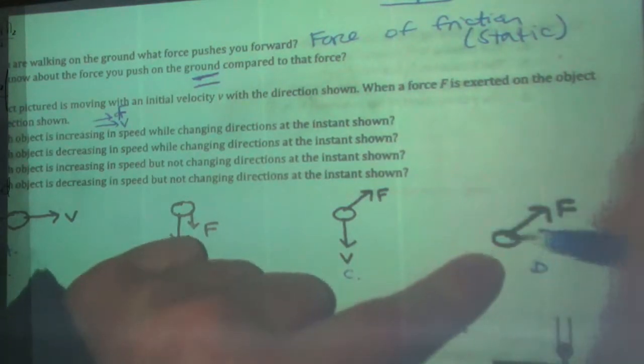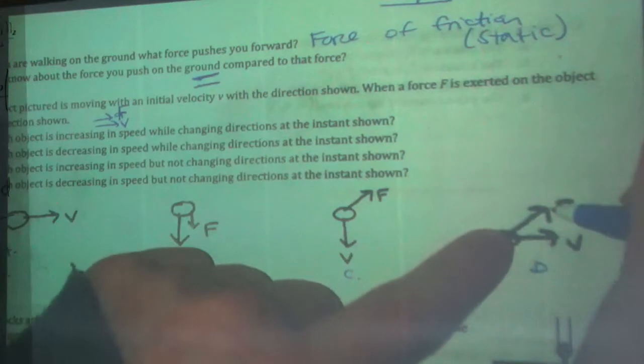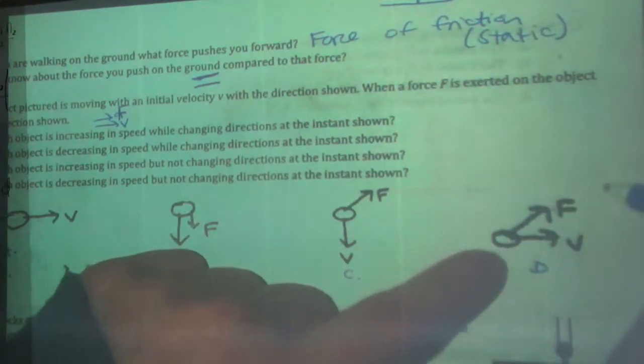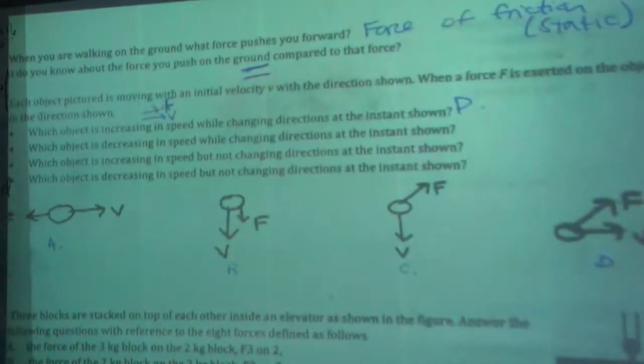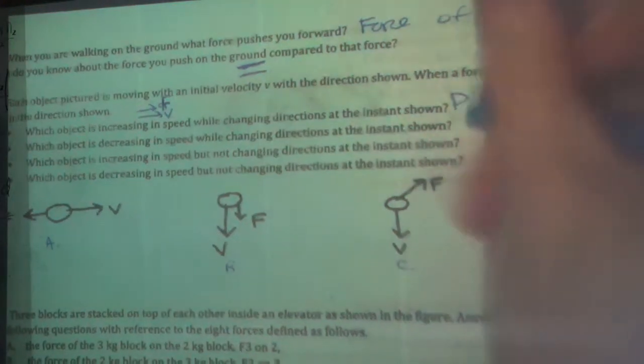So it would be going to the right, and now as soon as this force is applied, it's going to get faster to the right, and it's also going to start moving upwards. So this one was D. The one that is decreasing in speed while also changing directions, that would be C right here.